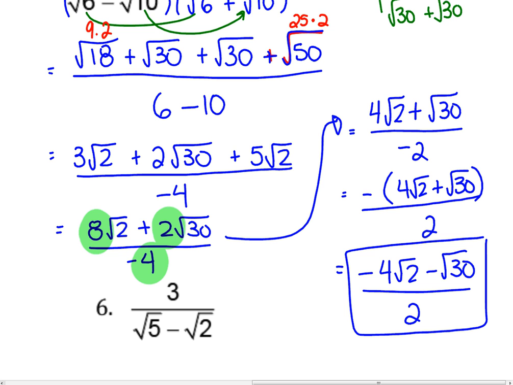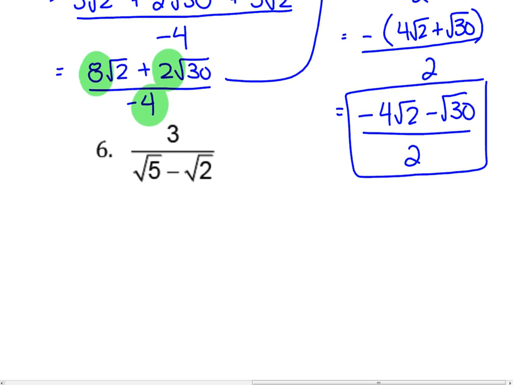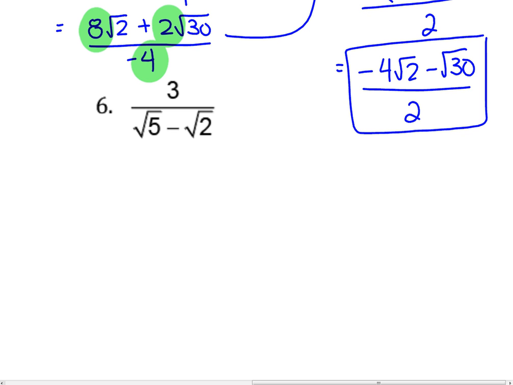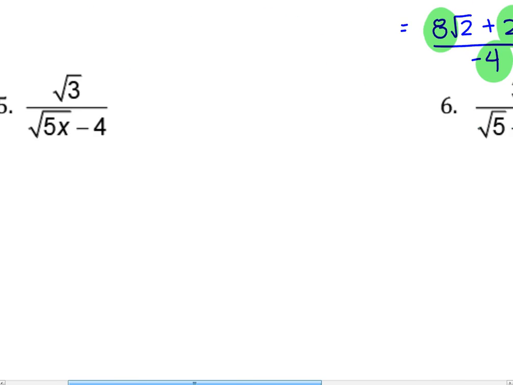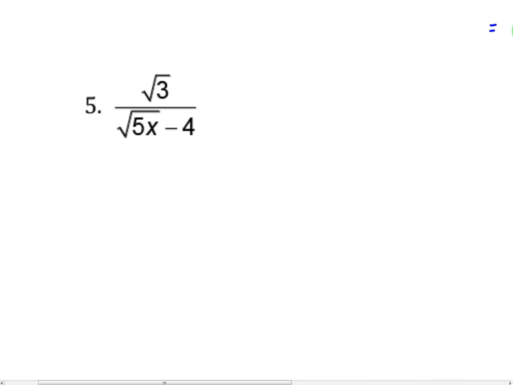Let's skip 6 for sure, but maybe try, oh no, this is 6. My numbering was off. It was not on my sheet, not yours. I like this one. Are your numbering off? No, is this a number 5 for you? Oh, that's good. No, we are going to skip 6. I'd like you to try 5. So rationalize 5. We'll skip 6.